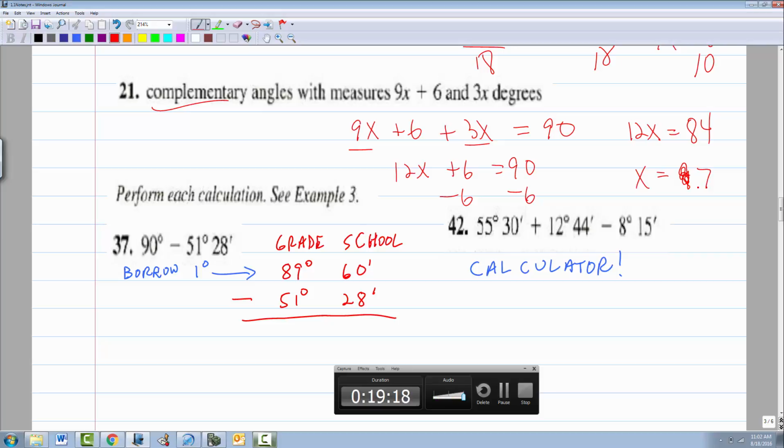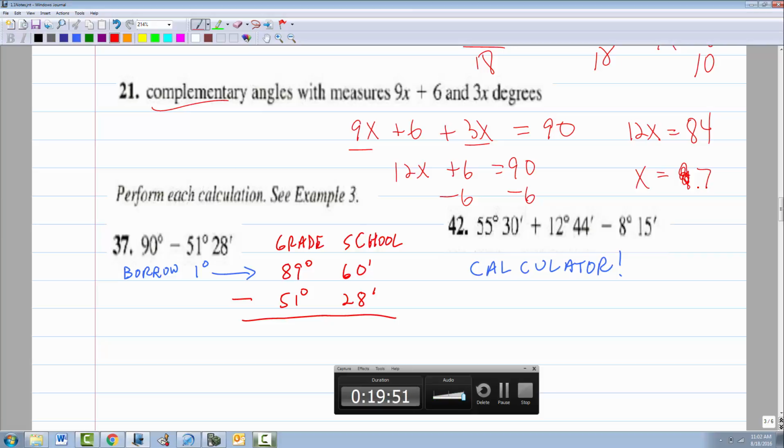Sorry. Okay. Now, this better not blow your mind. This is the last one we're doing with degrees, minutes, and seconds. We got 7 minutes. This is grade school. Hey, just look at me. 4 hours. Isn't 4 hours the same as 3 hours and 60 minutes? So isn't 90 degrees the same as 89 degrees and 60 minutes? Yes. 1 degree equals 60 minutes.